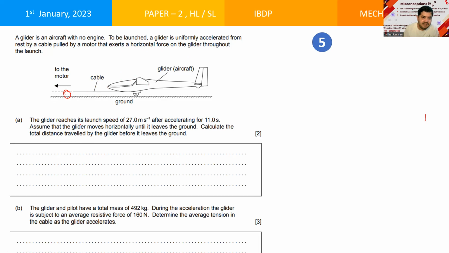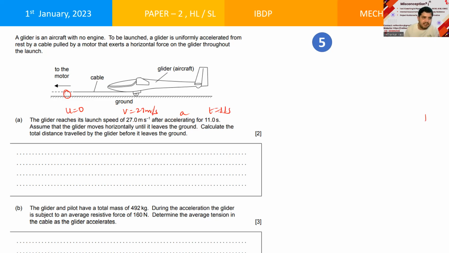The glider reaches its launch speed of 27 meters per second after accelerating for 11 seconds, which means the glider initially was at rest. It reaches a launch speed, V is 27 meters per second. When we read the problem itself, you have to write down what all parameters are given. After accelerating, you do not know the acceleration, for t equal to 11 seconds. That's being given. Now from here, you can easily find out the value of a.